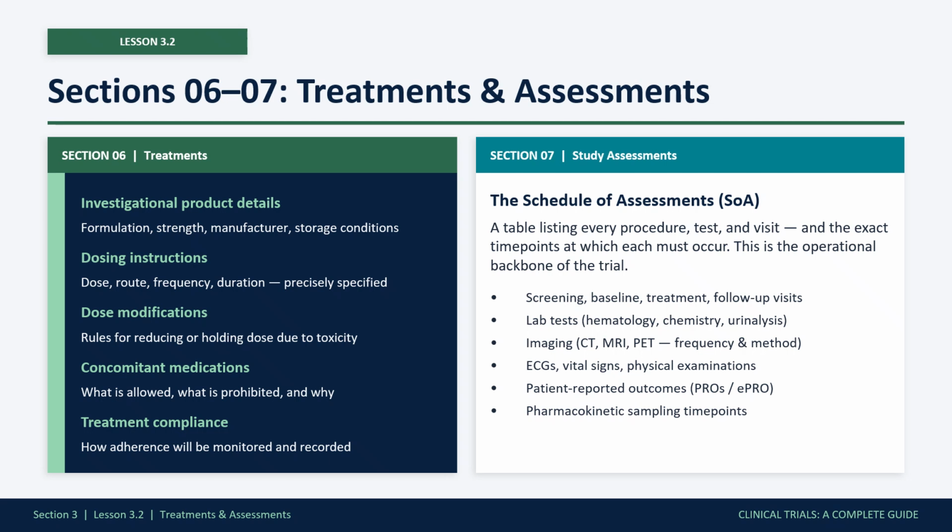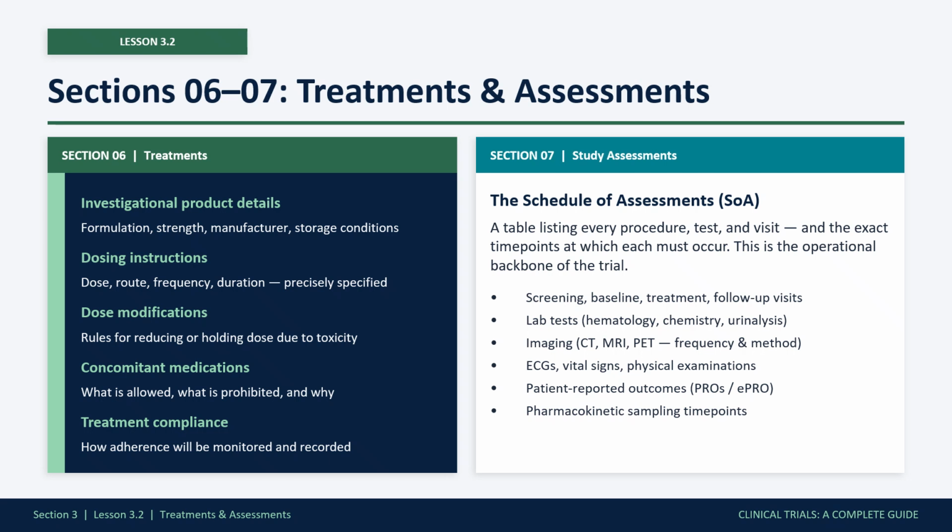Section 7 contains what's called the Schedule of Assessments, often abbreviated as the SOA. This is a table that lists every single procedure, test, and visit in the trial, alongside the exact time points at which each must occur. Every clinic visit, every blood draw, every imaging scan, every patient questionnaire, every ECG. The SOA is the document that site coordinators live by day to day. It tells them precisely what to do and when.